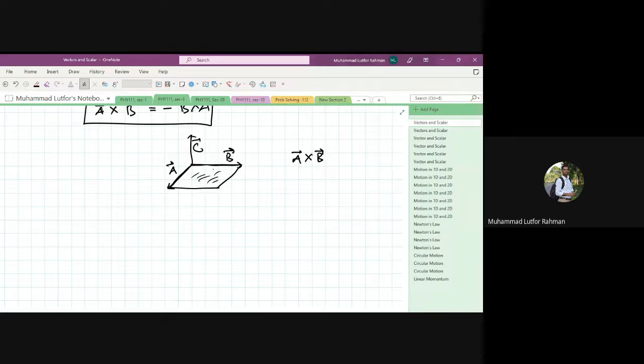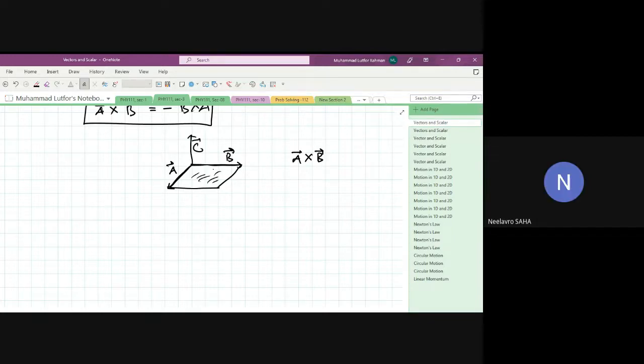Can someone tell me whether the area is a vector or a scalar? Area is a vector quantity. That's good, it has both magnitude and direction. So what will be the direction of the area?